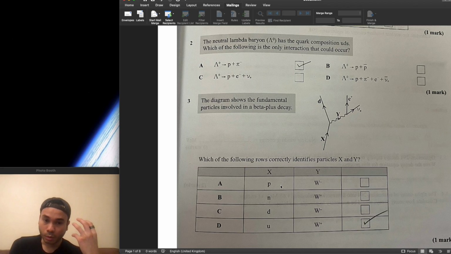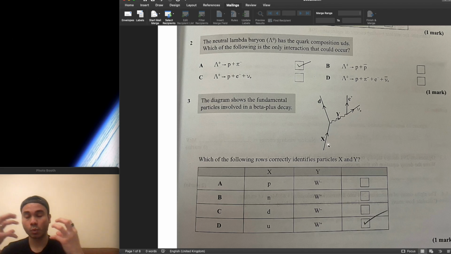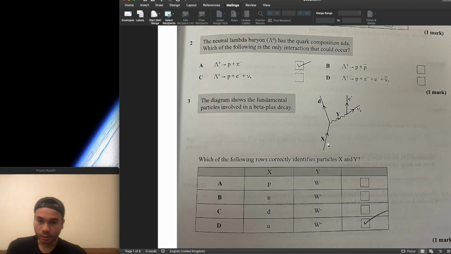For those of you who do know your Feynman diagrams, if this is a down, this definitely has got to be an up, and we know that the weak force has the capability of changing an up to a down and vice versa. So if you knew that already, you could have selected D, but in this case, the up has a positive charge of +2/3, and some of that positive charge will go on to the positron, and then emitting an electron neutrino as well.